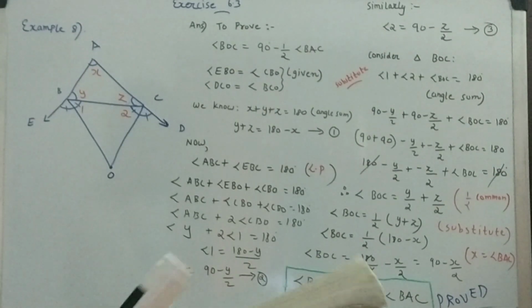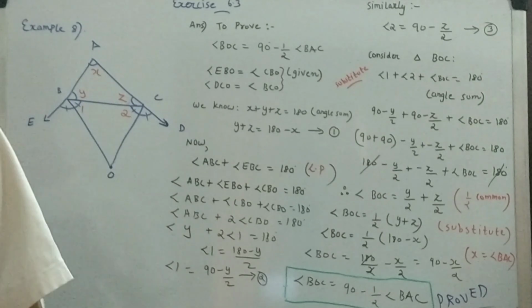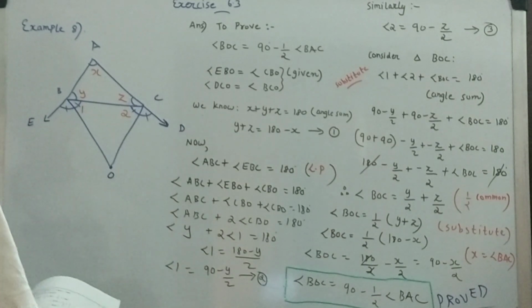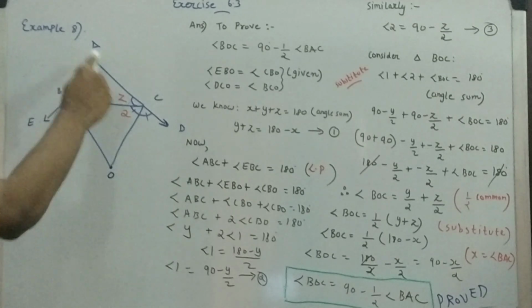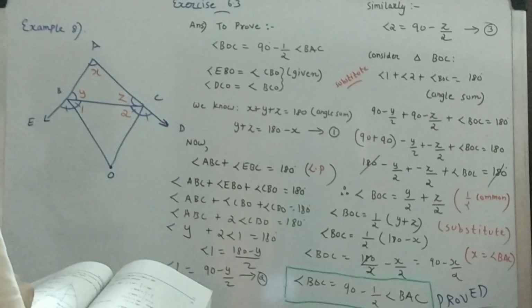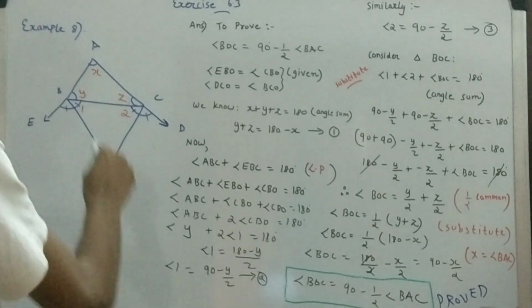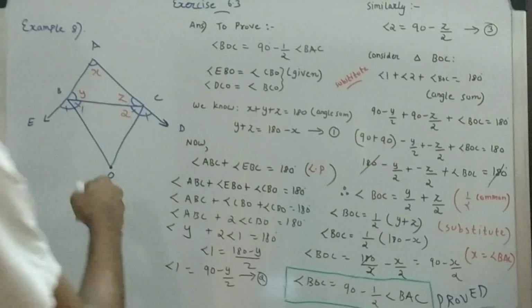Okay, so now let's move on to our example number 8. The question is, in the figure, the sides AB and AC of triangle ABC are produced to points E and D respectively. That means we are just extending these lines to E and D. If bisectors BO and CO, so this BO and CO are angle bisectors. Angle bisector means it divides into two equal halves.